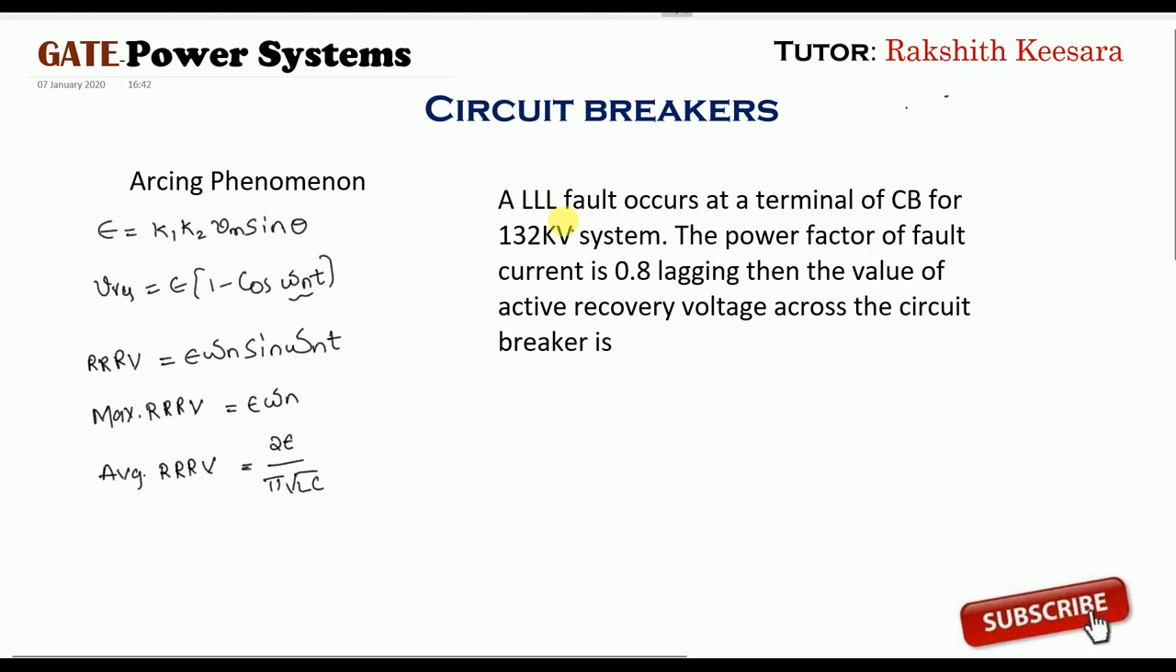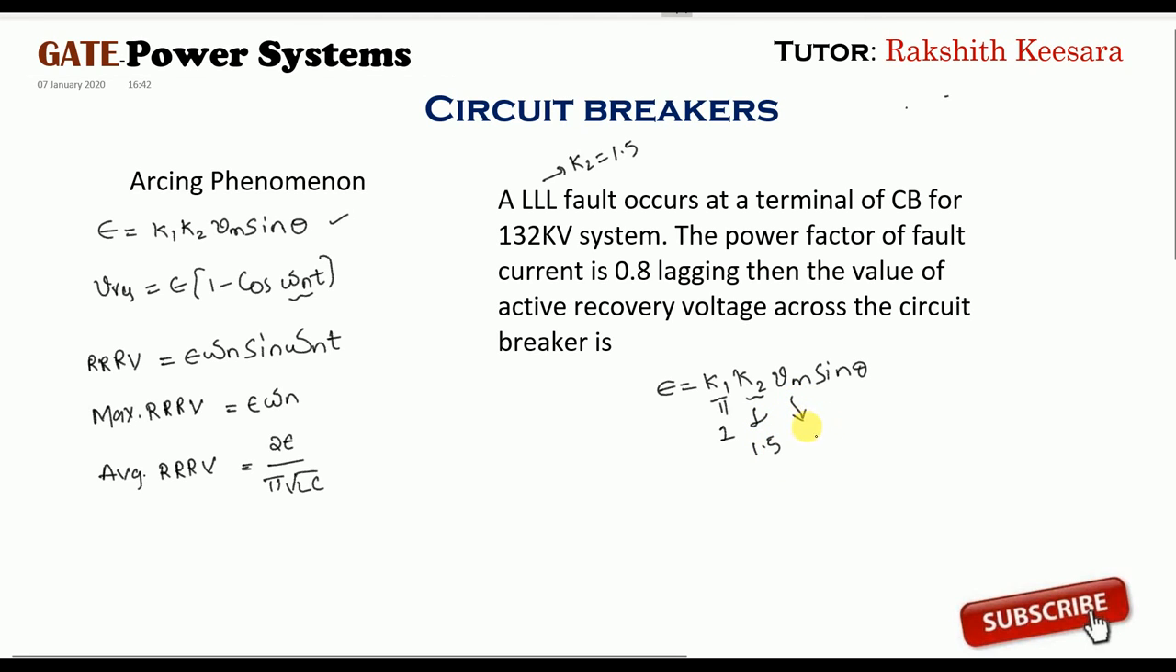If you see this question, a triple L fault occurs at a terminal of circuit breaker. For a 132 kV system, the power factor of fault current is 0.8 lagging. Then the value of active recovery voltage across the circuit breaker is. So this is our active recovery voltage, E equal to K1, K2, Vm sin theta. And students, if we didn't mention the value of K1, take it as 1. And if you see K2, he mentioned it is a triple L fault, so it is ungrounded. I can take K2 equal to 1.5 because it is ungrounded. K2 value is 1.5. What is the value of Vm?